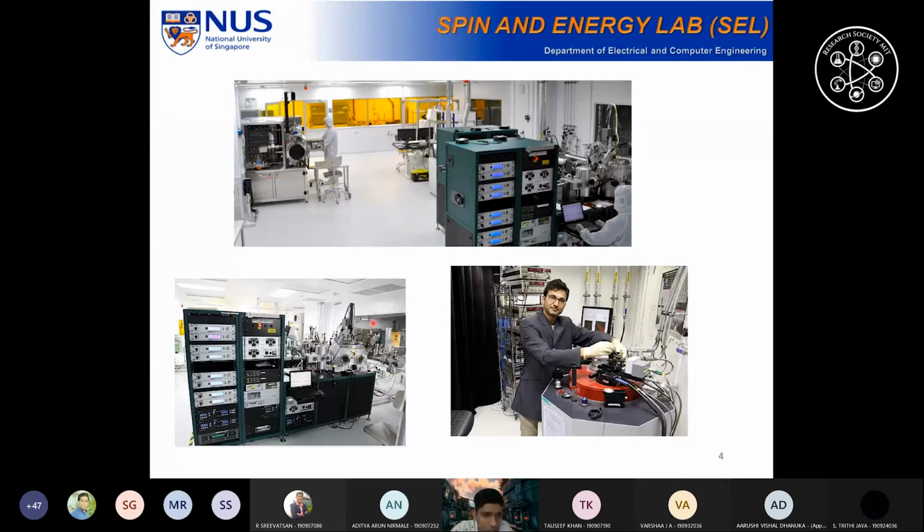So this is a zoomed version of that same sputtering machine. This machine is basically a bombardment. You take a metal target, you bombard it with argon ions, and then the metals will come out, and then it will deposit on your wafer. So then you get the film.